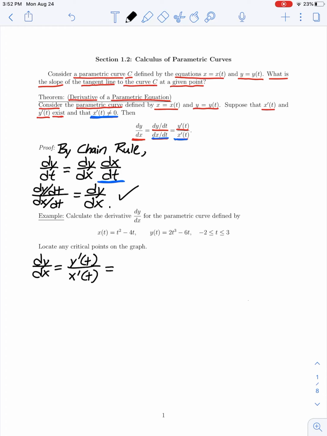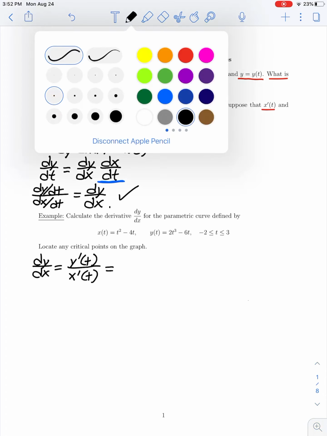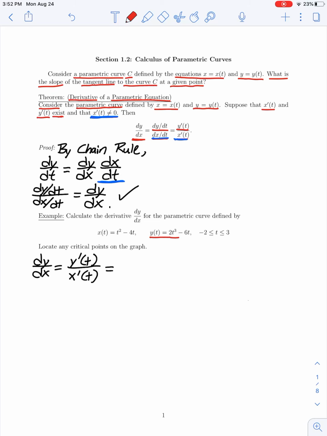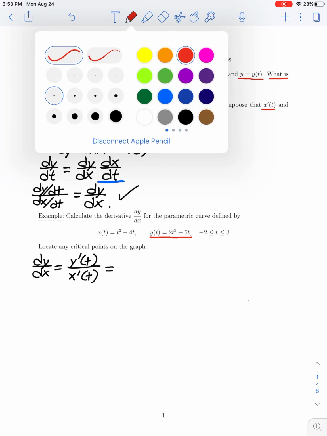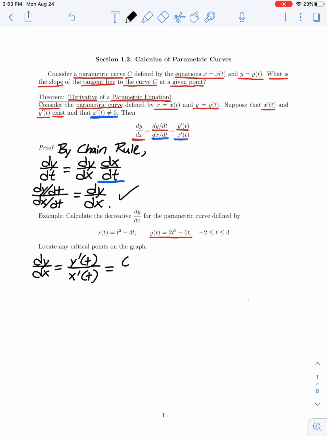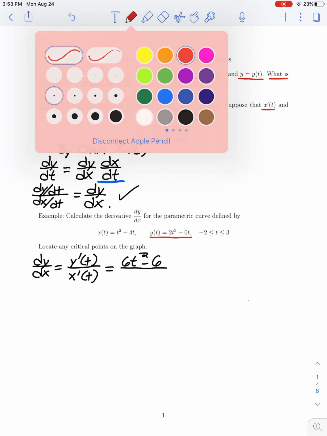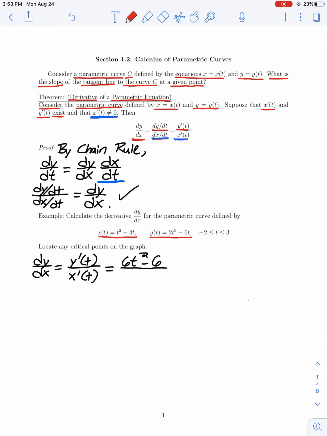For our numerator, taking the derivative of our function for y, we have y prime is 6t squared minus 6, and then we divide by the derivative of x, which is 2t minus 4. So this is the first part of this problem, to find that derivative of y with respect to x.